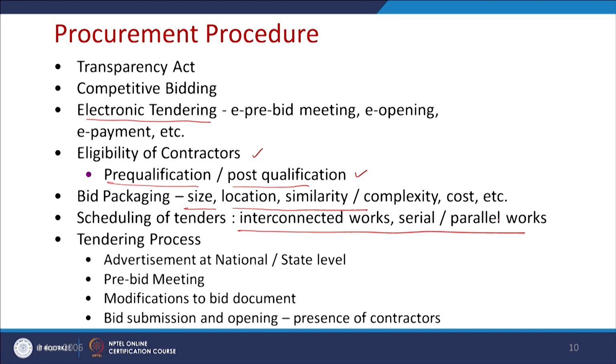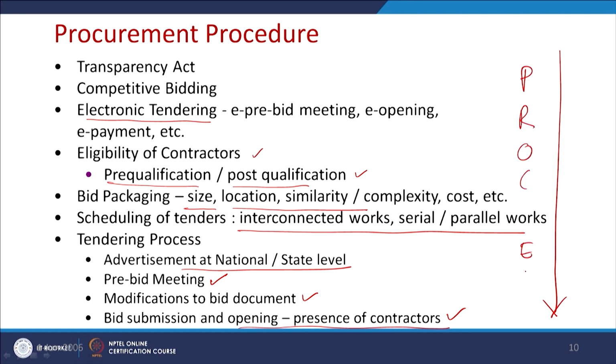And in the tendering process, advertisement could come at the national or state level. There could be a pre-bid meeting, and modification may be required based on the queries and clarifications made during the pre-bid meeting, and after that bid submission and opening in the presence of the contractor. This is the mechanism or process followed for any procedure. So, please follow this process which is required for a procurement.